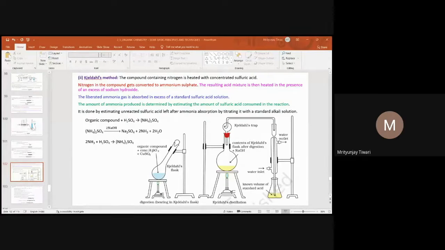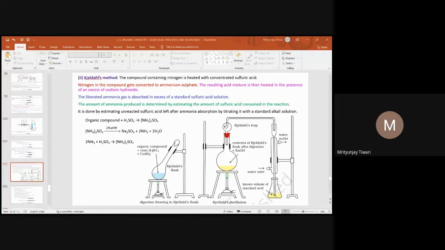So the liberated ammonia gas is absorbed in excess of a standard sulfuric acid solution. The standard sulfuric acid solution we take in excess, and that ammonia will be absorbed. The amount of ammonia produced is determined by estimating the amount of sulfuric acid consumed in the reaction. So what amount of ammonia is produced, we can find out if we understand what amount of sulfuric acid is consumed in the formation of ammonium sulfate at this place.